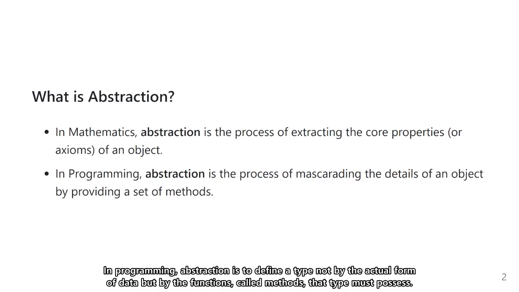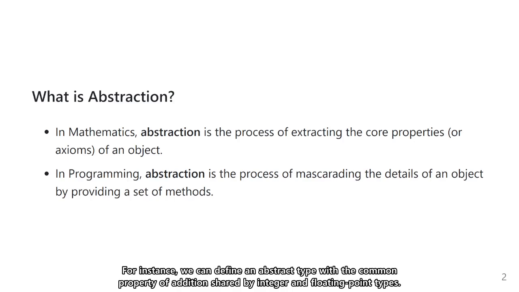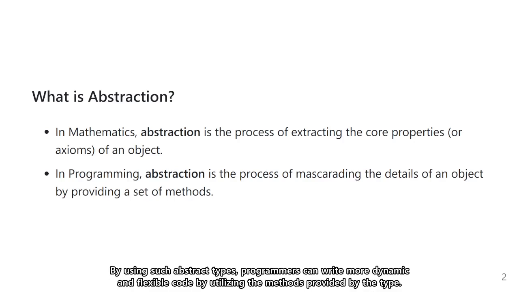In programming, abstraction is to define a type not by its actual form of data, but by the functions called methods that type must possess. For instance, we can define an abstract type with the common property of addition shared by integer and floating point types. By using such abstract types, programmers can write more dynamic and flexible code by utilizing the methods provided by the type.